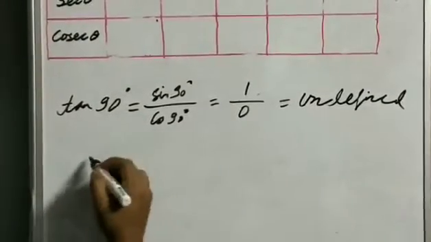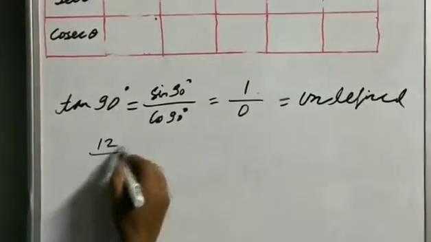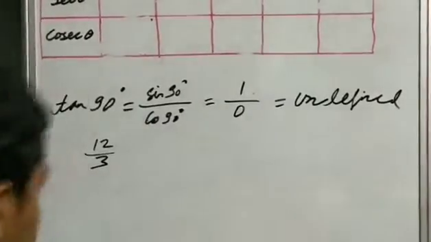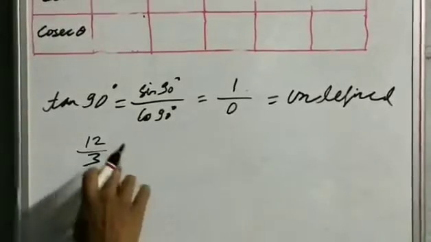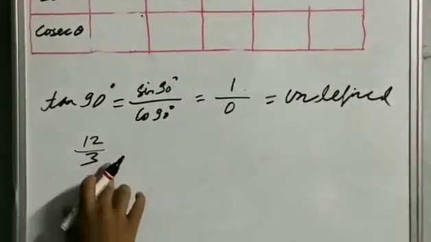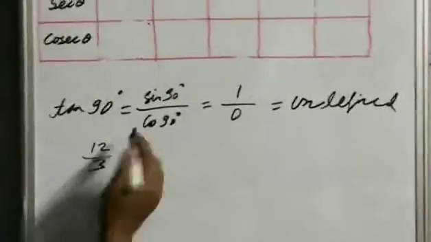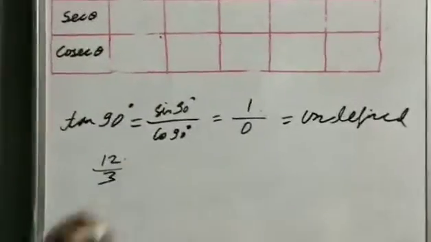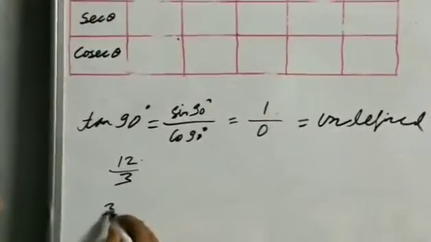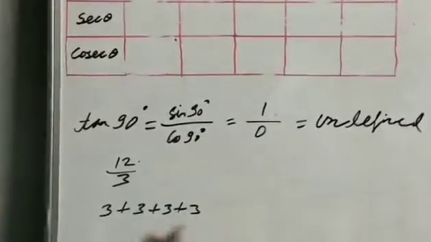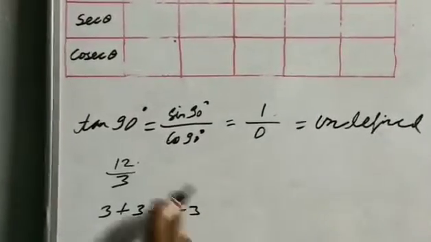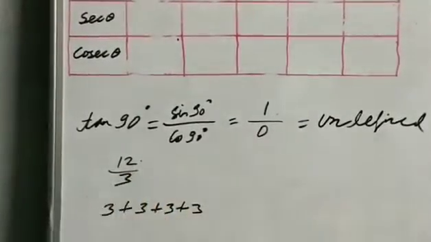Let us consider we are dividing 12 by 3. So what does it mean? It means how many 3's do you require to get 12? So we need 3 plus 3 plus 3 plus 3. So we need 4 threes to make 12.